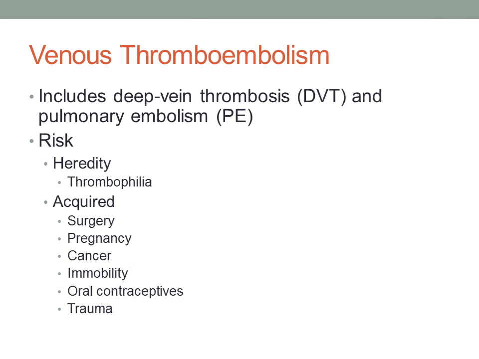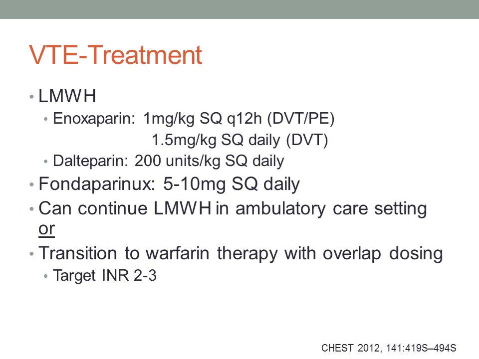The term venous thromboembolism includes deep vein thrombosis, or DVT, and pulmonary embolism, or PE. The risk of VTE can be broken down into two types of causing factors: hereditary and acquired risk factors. And there are some examples listed here. Sometimes IV unfractionated heparin is used to treat VTE, but since our focus is on the ambulatory care setting, we'll talk about the options you'll see in that setting, such as low molecular weight heparins, fondaparinux, and warfarin.